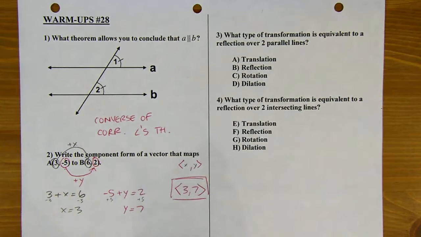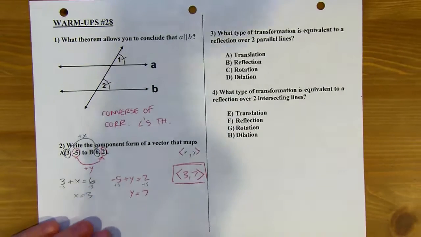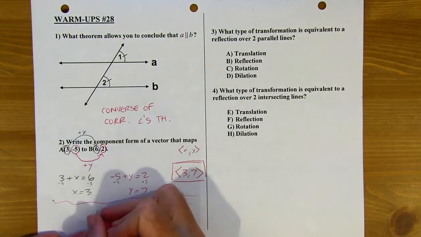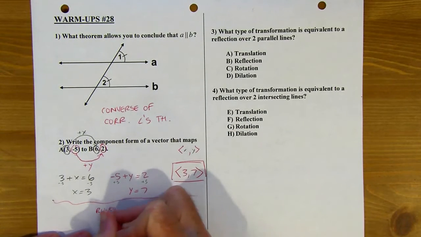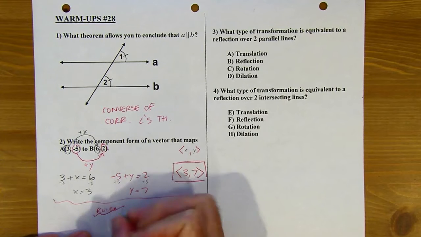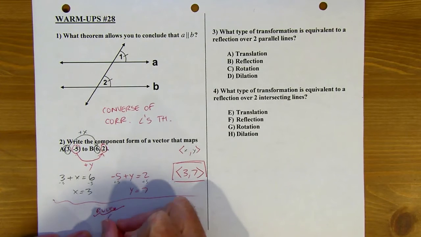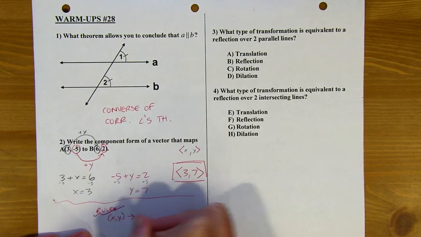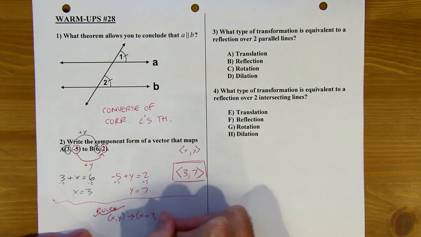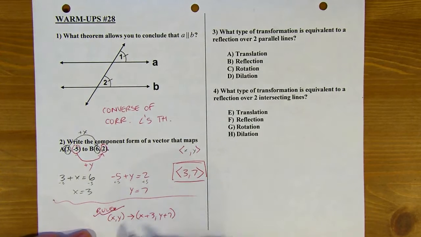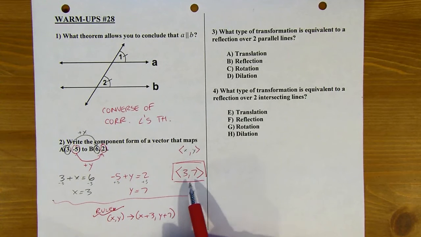Okay? That's different, by the way. It often gets confused with writing a rule. If we're asked to write a rule, which we're not here, but I just want to go over it anyways. A rule would look like this. It's telling you what to do to the two coordinates. It means the same thing, but this is component form, this is a rule, okay?